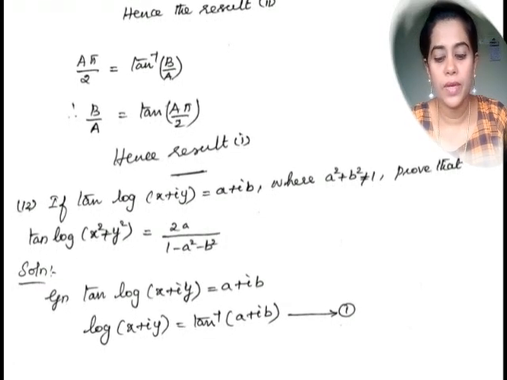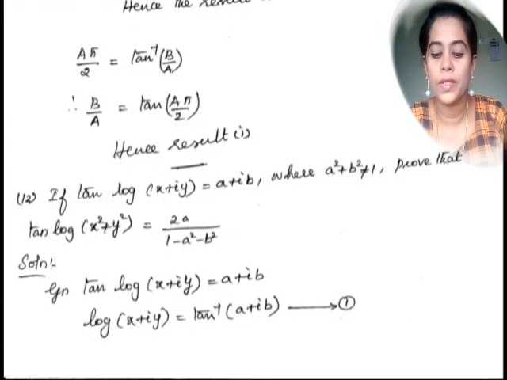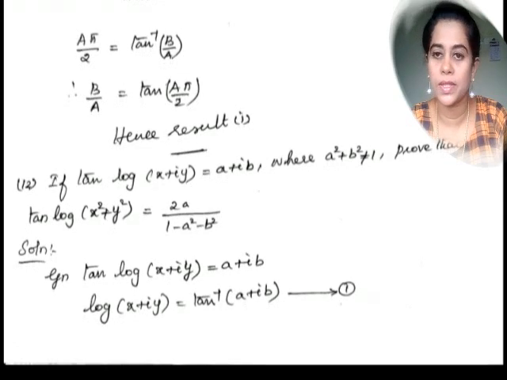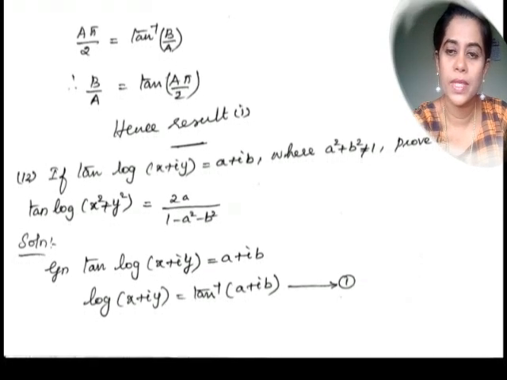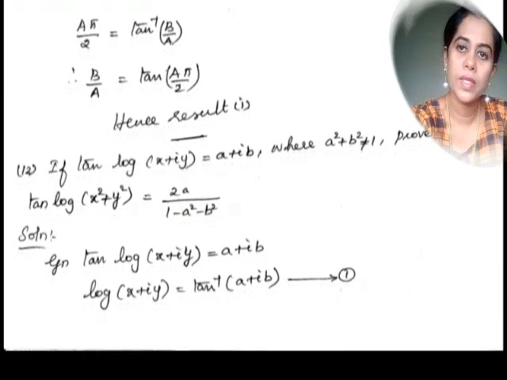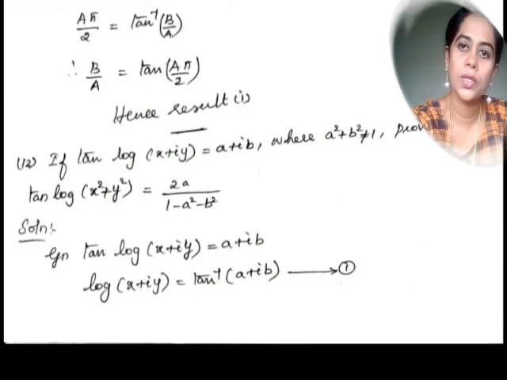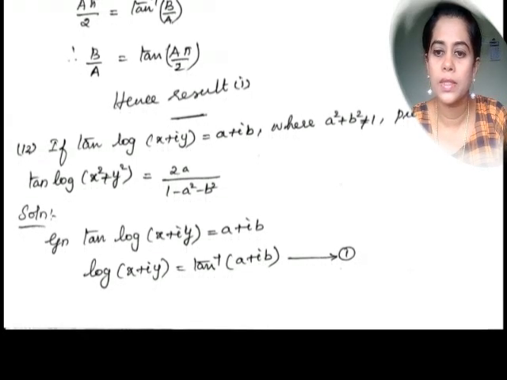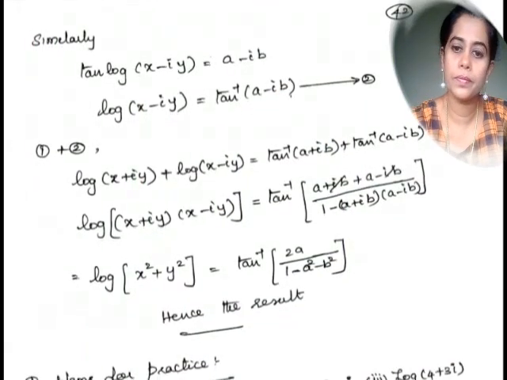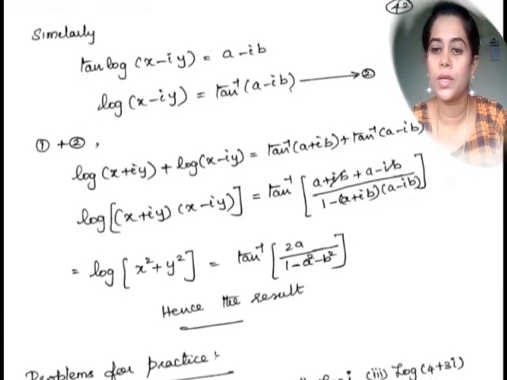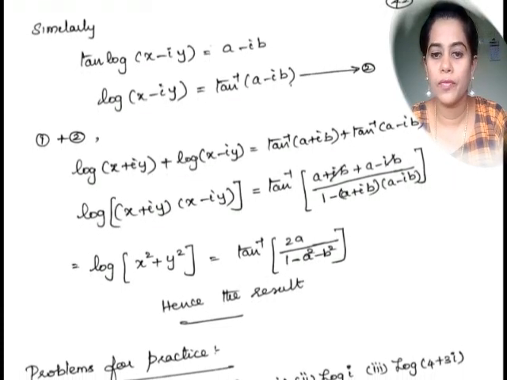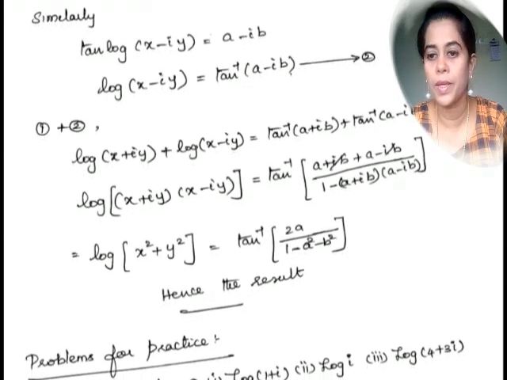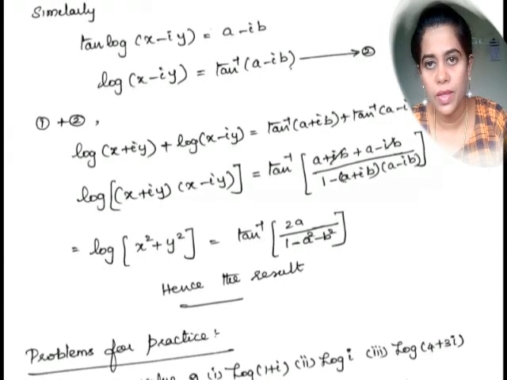Let me start with the given condition. Tan of log of x plus iy is equal to a plus ib. Then log of x plus iy is equal to tan inverse of a plus ib. Let me consider this as equation 1. From this relation I can replace i with minus i. Then tan of log of x minus iy is equal to a minus ib. Therefore log of x minus iy is equal to tan inverse of a minus ib. Let me consider this as equation 2.